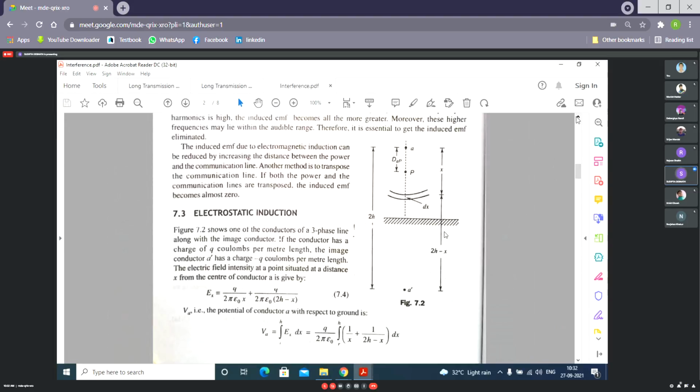The electrostatic induction, what we have considered, you know the electrostatic effect, that capacitance calculation.